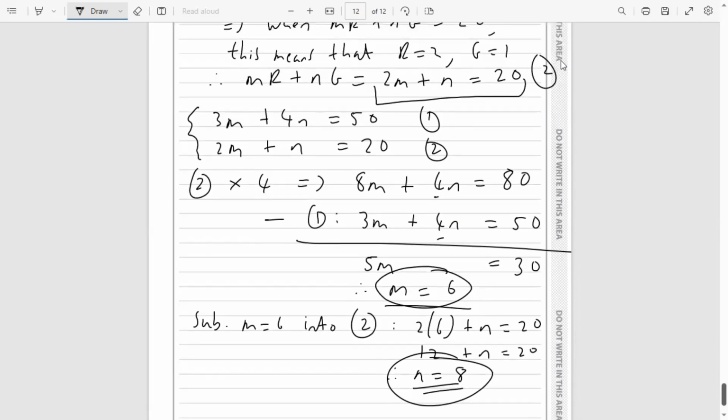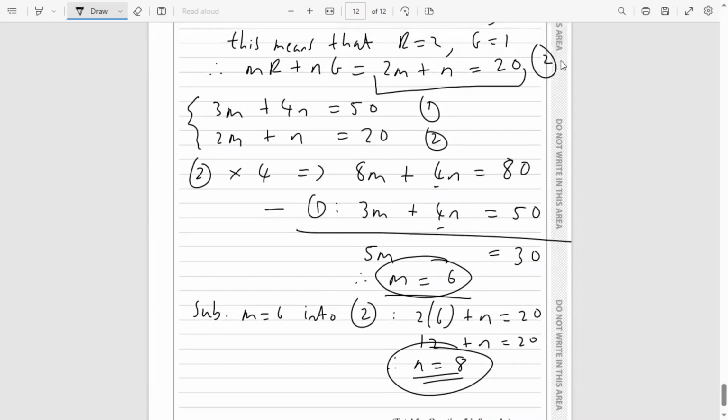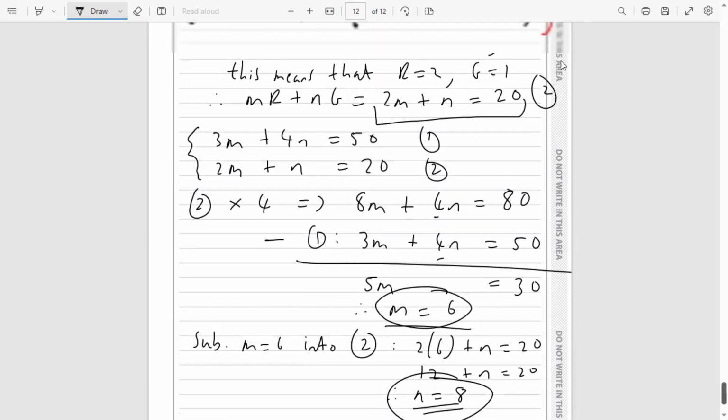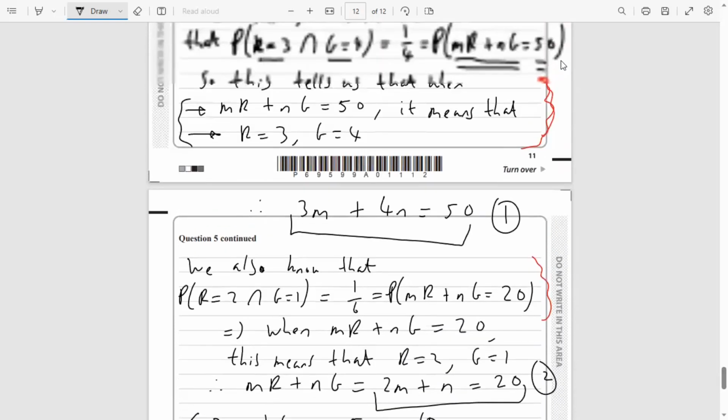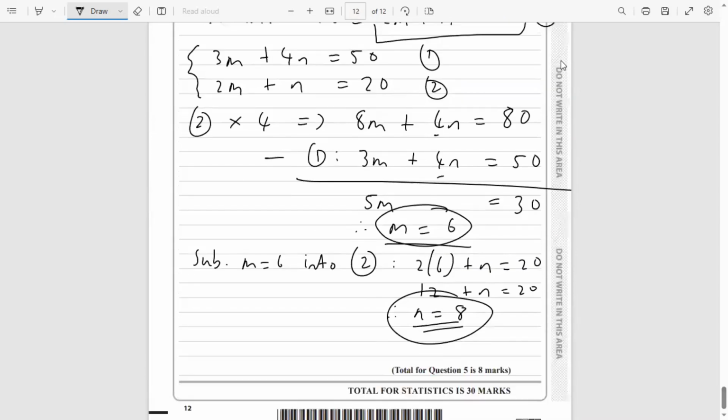So any questions, do drop them in the comments below, but hopefully that was useful to go through how we would deal with a discrete random variable question, especially involving simultaneous equations. So again, any questions, do leave them in the comment section below, and hopefully it was useful to go through this question here today.